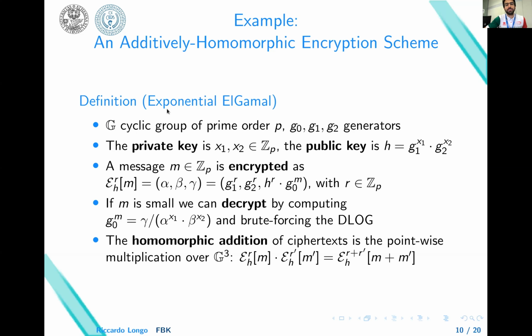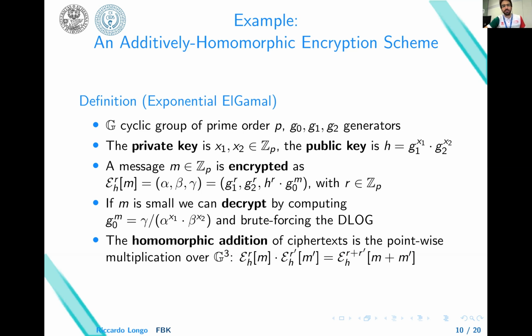And in our case, we will see in a few slides that we actually have very small numbers. So it's not a problem to compute this brute-forced discrete logarithm. And we can compute it very efficiently with just a pre-computed table. So it will be just a matter of lookup in a table and translate the G0 to M to the value of M. You can easily see that this scheme is homomorphic in the sense of addition.